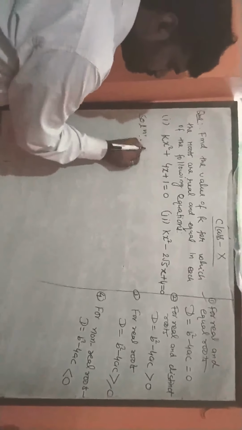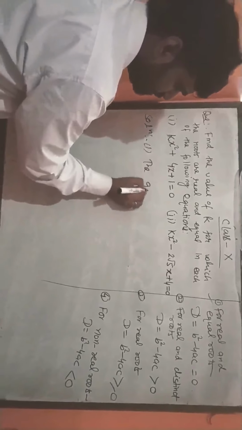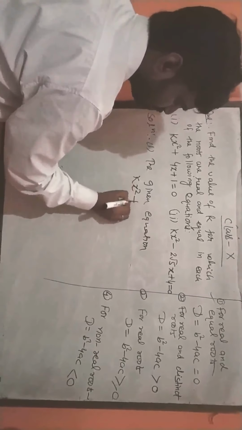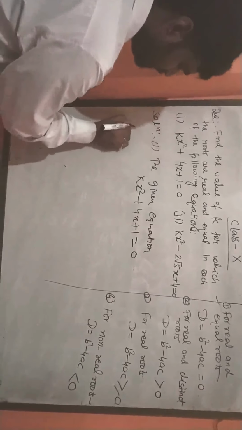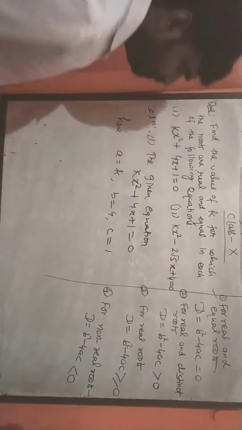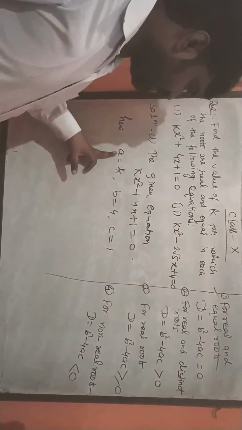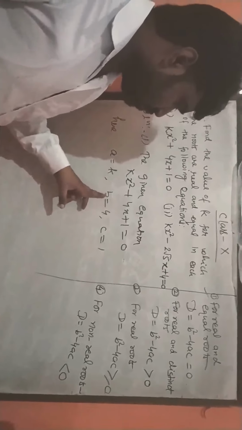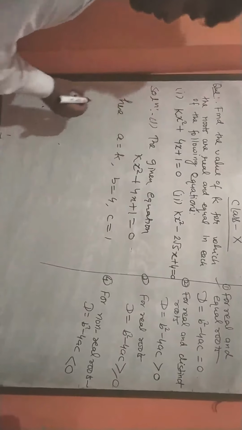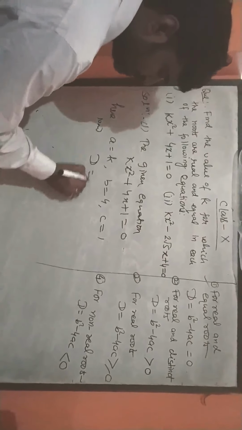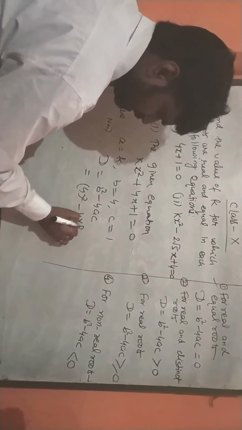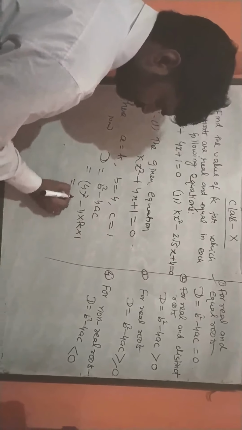Solution. The given equation is kx square plus 4x plus 1 equal to 0. Here a is equal to k, b is equal to 4 and c is equal to 1. We know that a is the coefficient of x square which is k, b is the coefficient of x which is 4, and c is the constant term which is 1. Now to find the value of D, which is b square minus 4ac. So 4 whole square minus 4 into k into 1 gives 16 minus 4k.